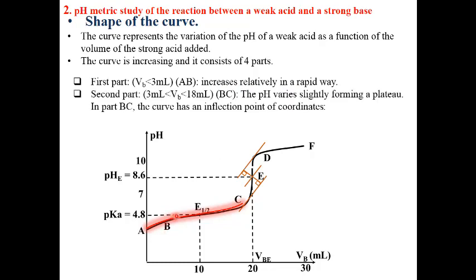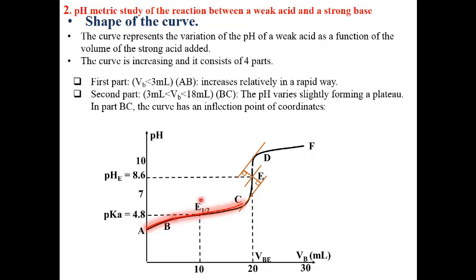The second part is BC. Look here at BC, from here to here. The variation of the pH here is slight. It means there is an increase in the pH because definitely we are adding a base into the beaker, but this increase is really slow. Okay, this is what we previously called a plateau.